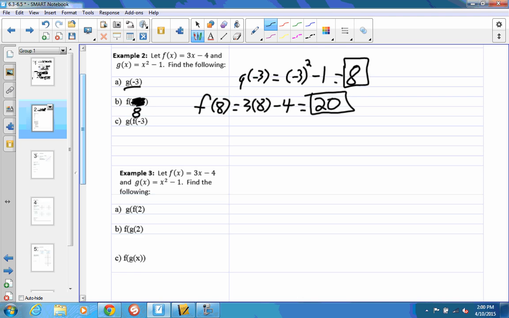Do g of f of negative 3 on your own. Go. g of f of negative 3.